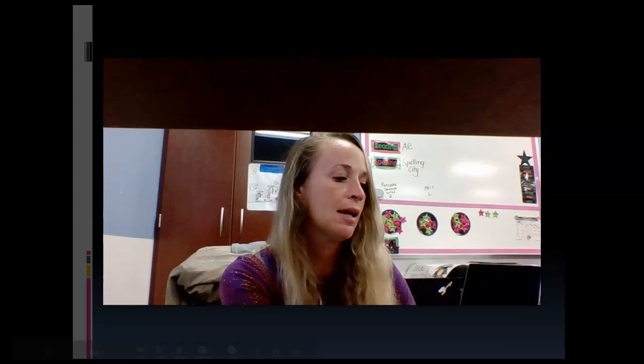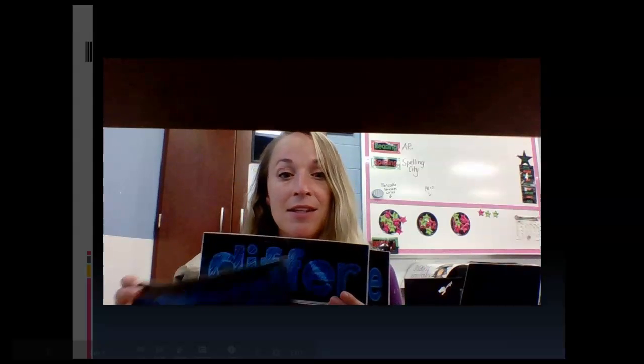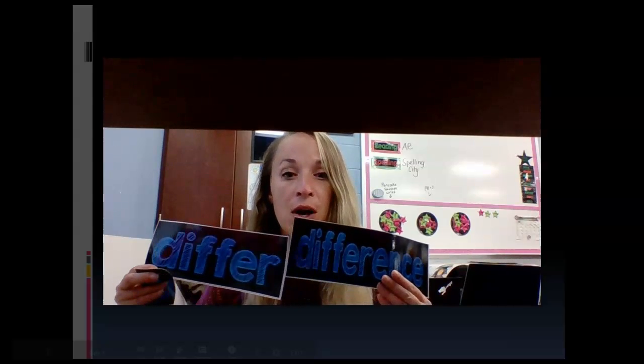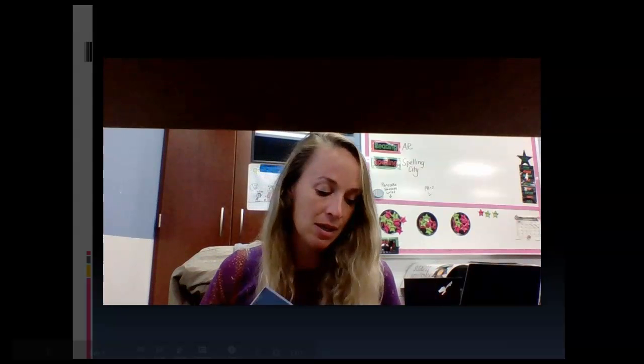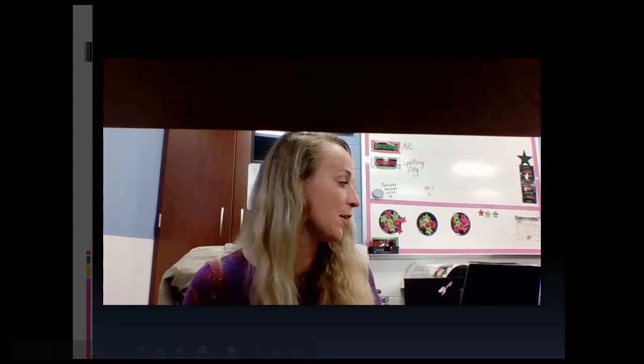So similar, similarity, same, and compare mean how are they the same. And contrast means the opposite. It means how are they different. Difference, differ. Those are words that mean difference. So today that's what we're going to be talking about. We're going to be comparing and contrasting different things.